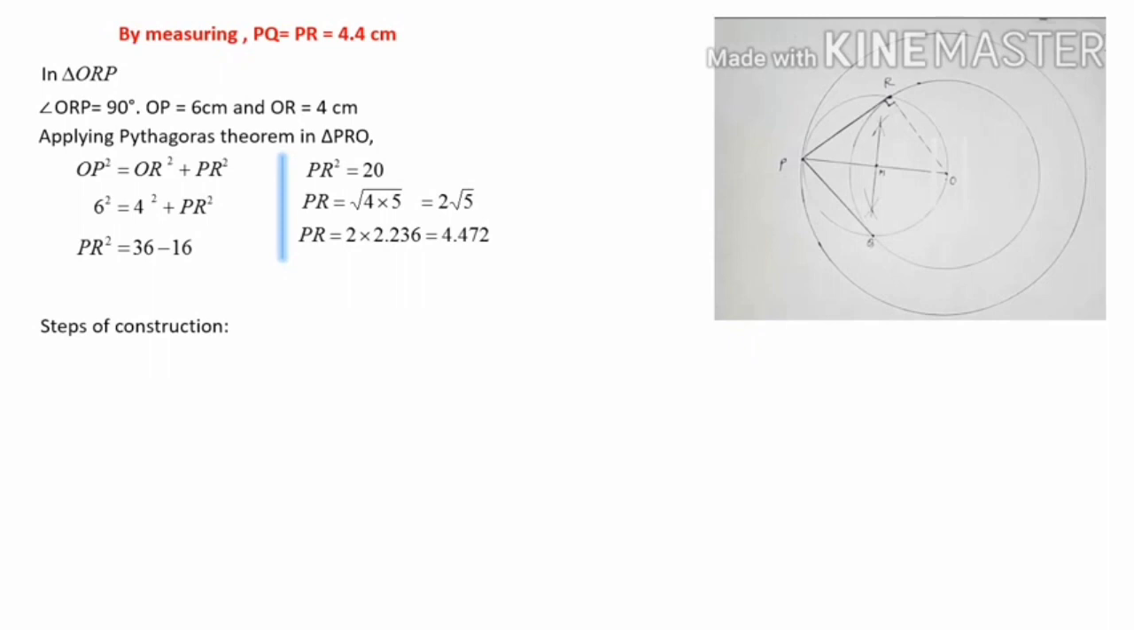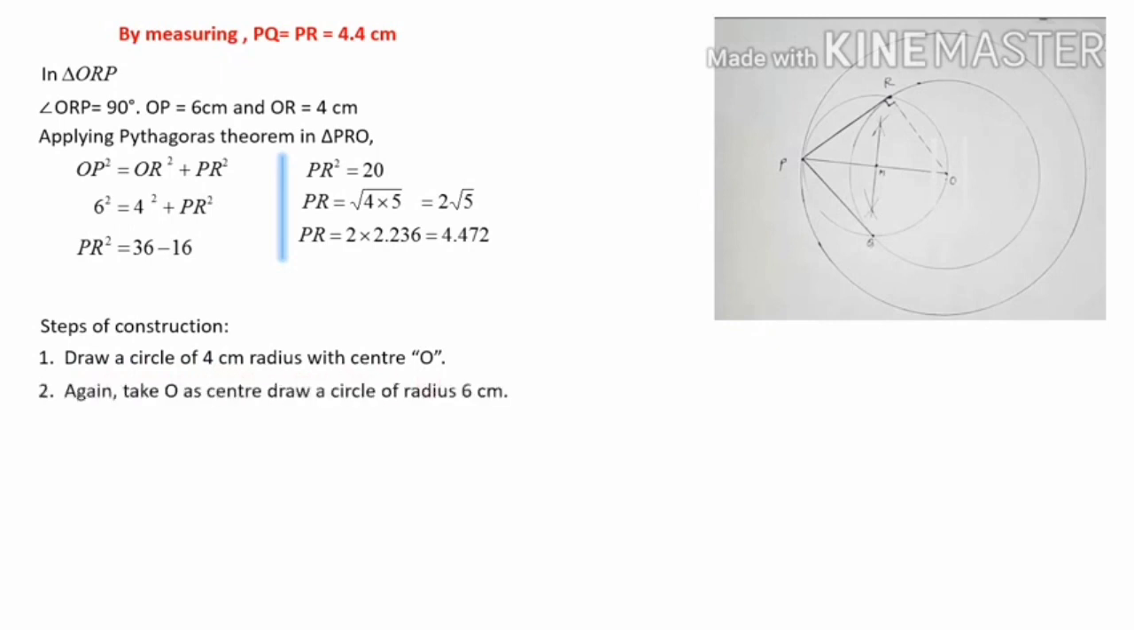Next we have to write the steps of construction. Draw a circle of 4 centimeter radius with center O. Taking O as center, draw a circle of radius 6 centimeter, because we are asked to draw concentric circles. Concentric circles means circles with the same center and different radii. So first we have drawn a circle with radius 4. Using the same center we have drawn a circle of radius 6 centimeter again.